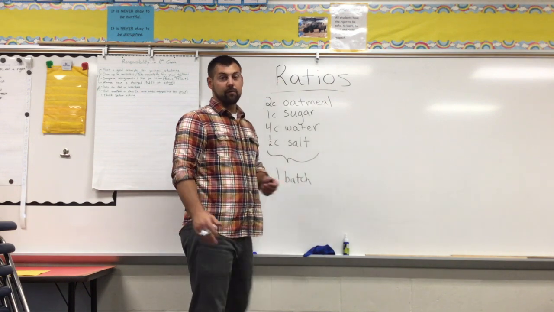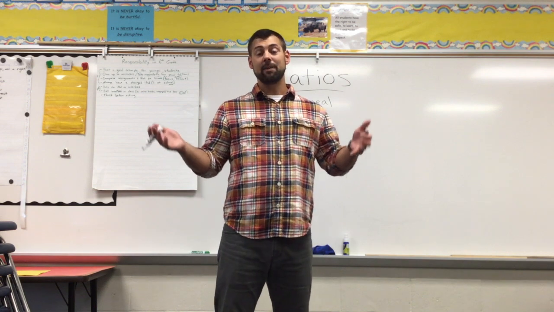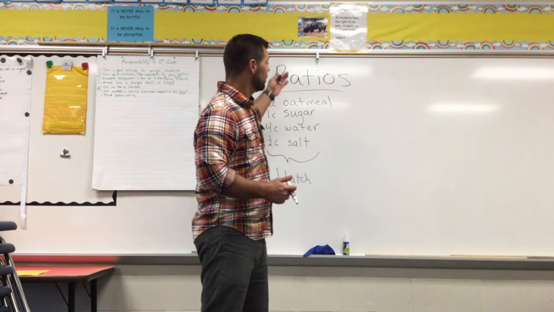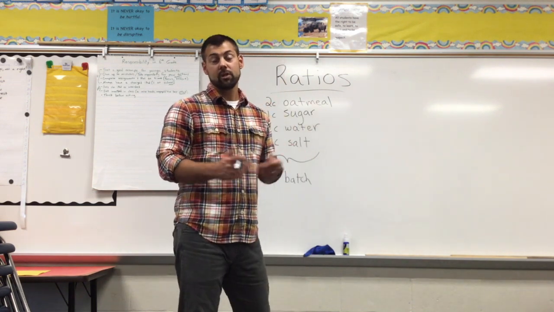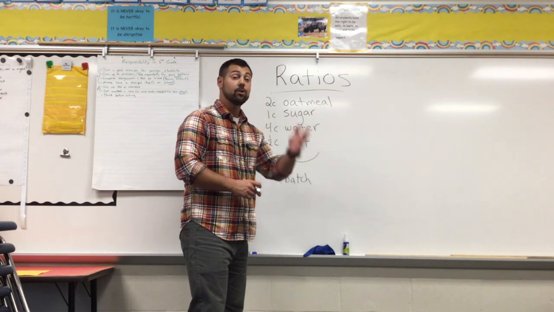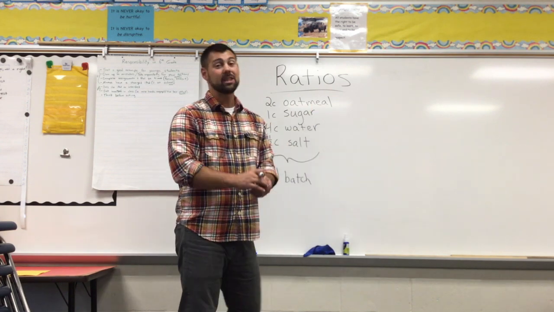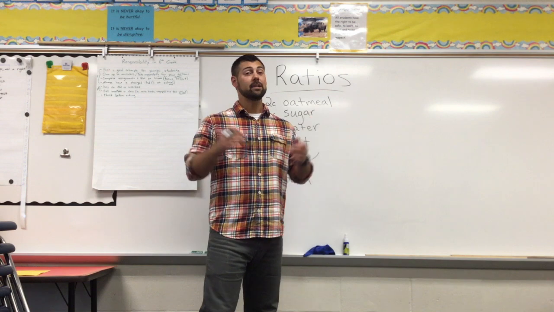Well, what if I was cooking for an entire summer camp and I needed to make 10 batches? This is where ratios and relationships come in. So you might think, oh, that's easy. I'm just going to take each of these numbers and multiply them by 10, and you'd be correct. That's actually how it works. It is that simple. But then I can also look at it many different ways.